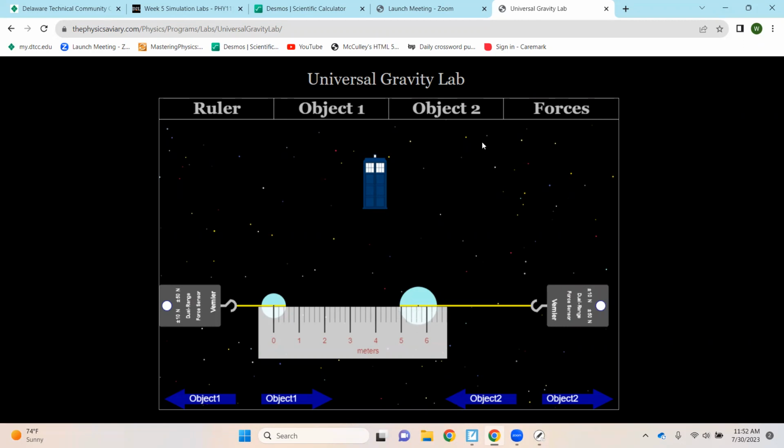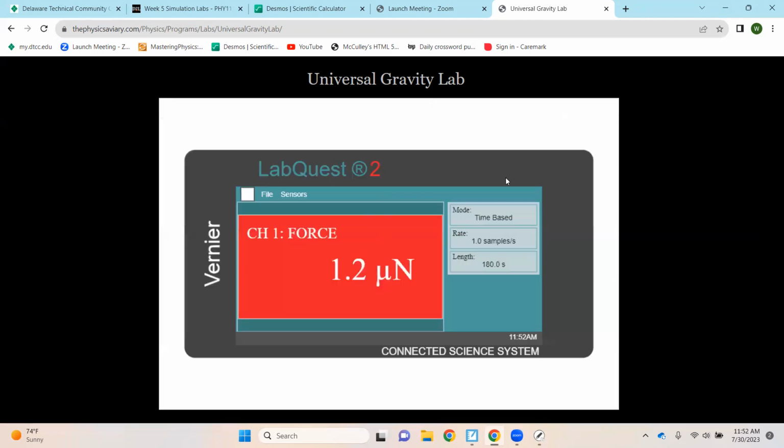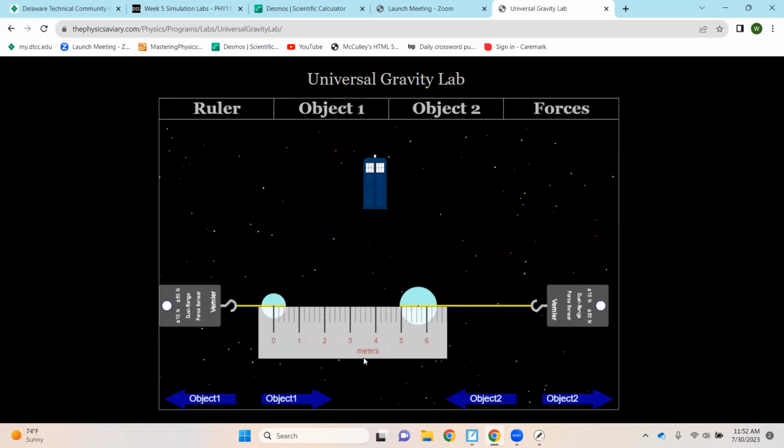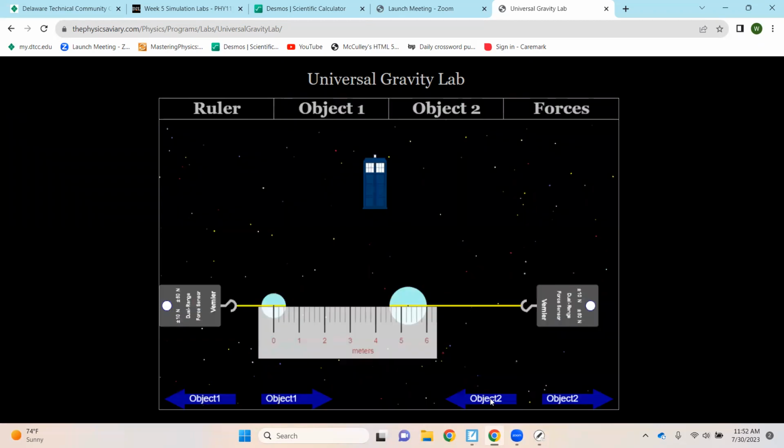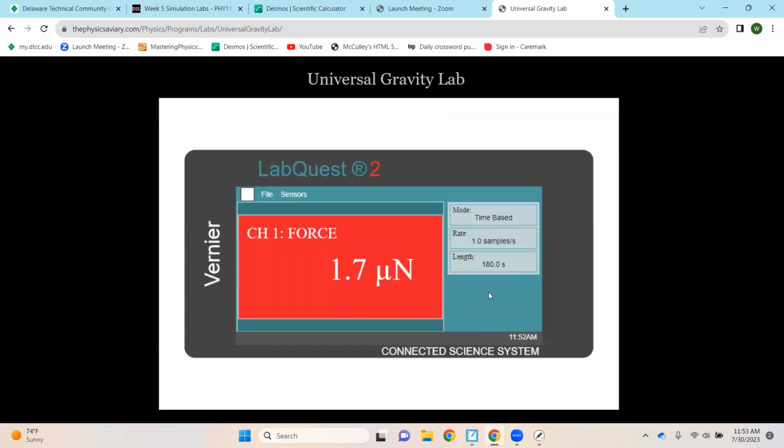And then I'm going to hit force again. I'm not changing the masses in this part. So I'm going to go to force. Now it's 1.2. So it went up a little bit as it got closer. If I move it in another 2, and I look at the force, now it's up to 1.4. If I move it in another 2, I'm a little under 5, maybe 4.8. If I look at my force, I'm now at 1.7.